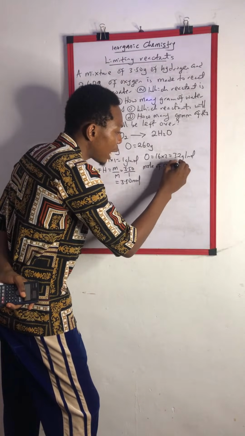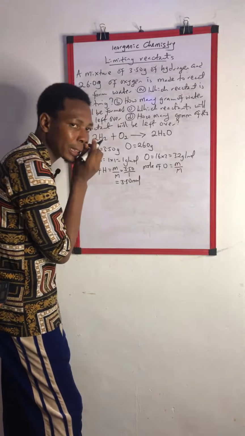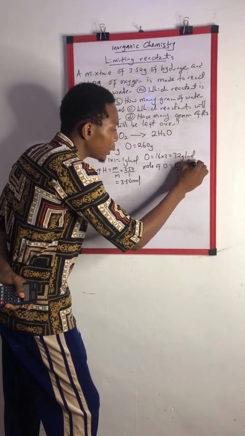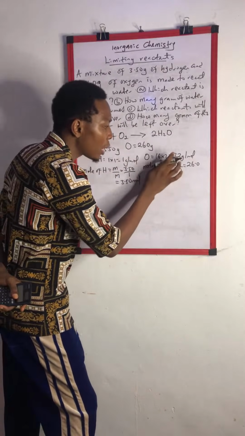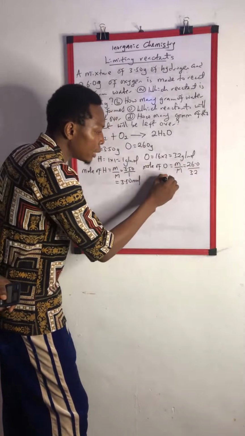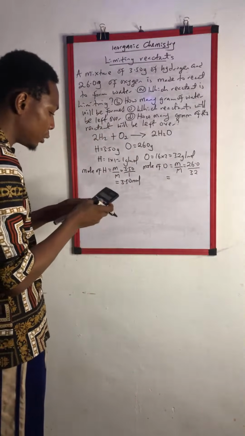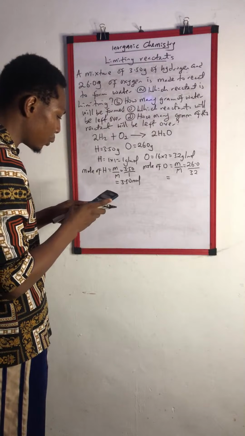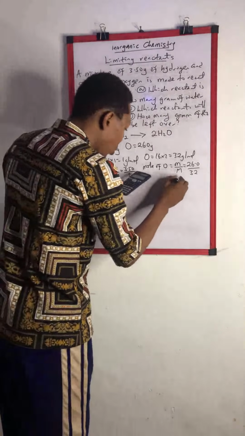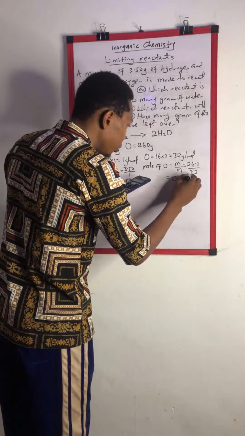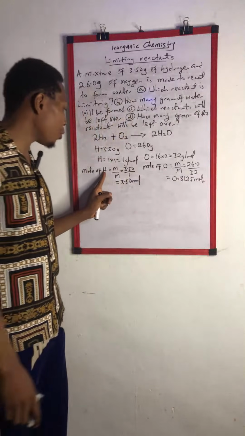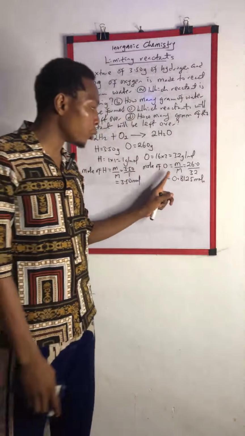Oxygen is equal to mass over what? Molar mass. What was the mass for oxygen? We are given 26.0, and the molar mass for oxygen is 32. So that means our number of mole of oxygen is 26.0 divided by 32. We are going to have 0.8125 mole. So we now have the mole of hydrogen, and we now know the mole of what?